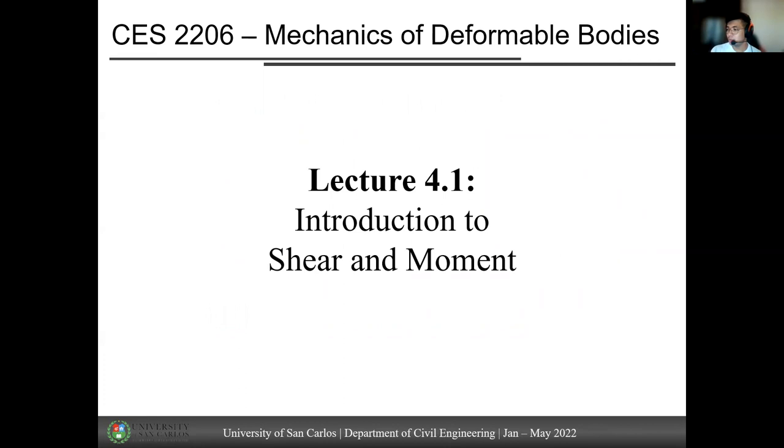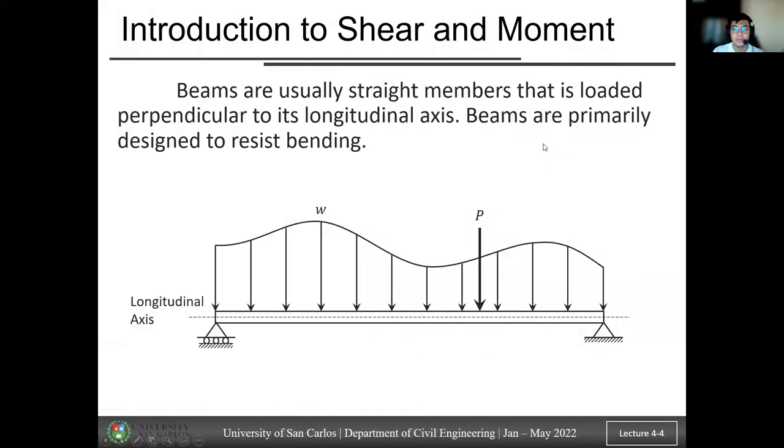Okay, so let's go to shear and moment in beams. Beams are usually straight members. Those are the elements that you can find in buildings. In simpler terms, those are the horizontal members that you can see in high-rise structures.